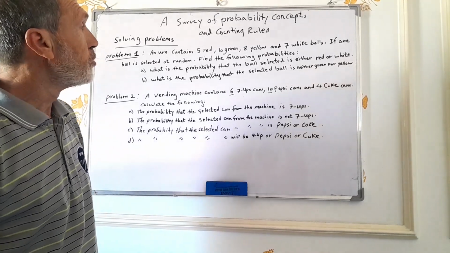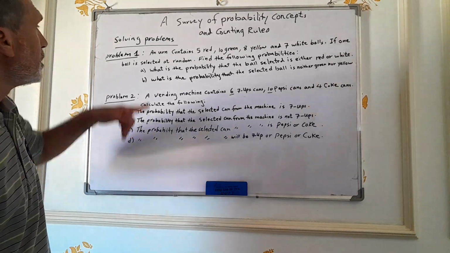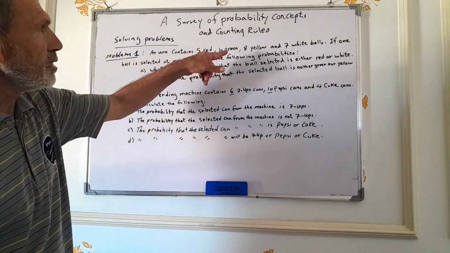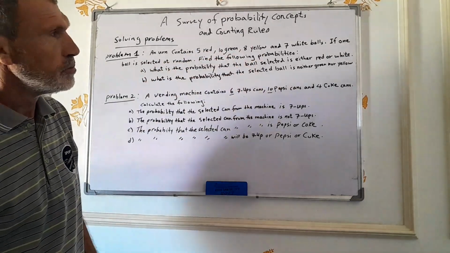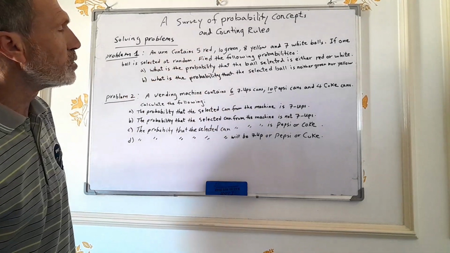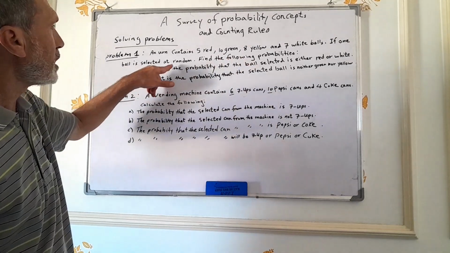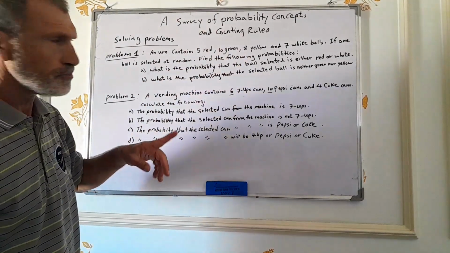Now we move to solving problems. The first problem is an urn contains 5 red, 10 green, 8 yellow, and 7 white balls. Of course, the total number of balls is 30. If one ball is selected at random, find the following probabilities.